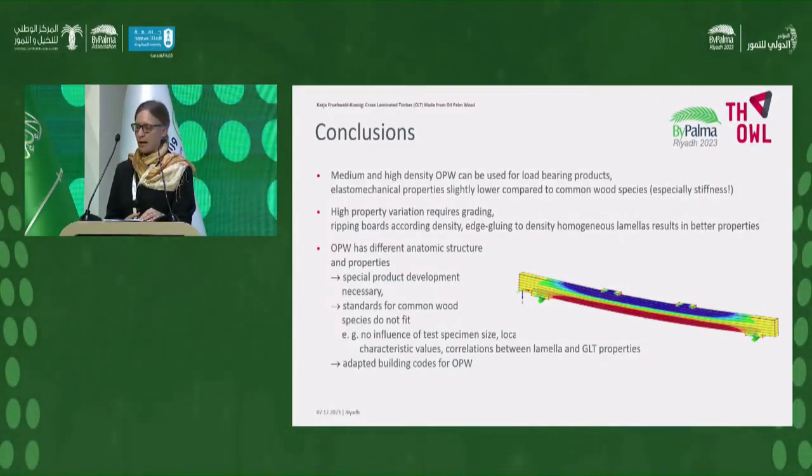As the oil palm wood is different in structure and properties compared to common wood species, special product development, including material and product modeling, and process development is necessary to achieve market competitiveness. One of my PhD students modeled the bending properties using finite element method for future optimization. Standards for common wood species do not automatically apply for oil palm wood. Therefore, the building codes need to be adapted for oil palm wood.